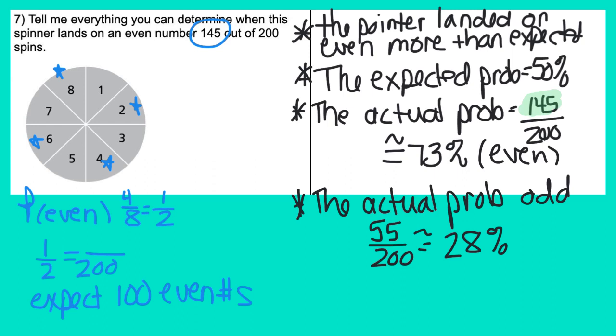145 and 55 make the total 200. And then one other thing. In theory, the probability of even should have equaled the probability of odd. It didn't, but it should have. All right, now that's a lot of writing for you to pause and catch up on.